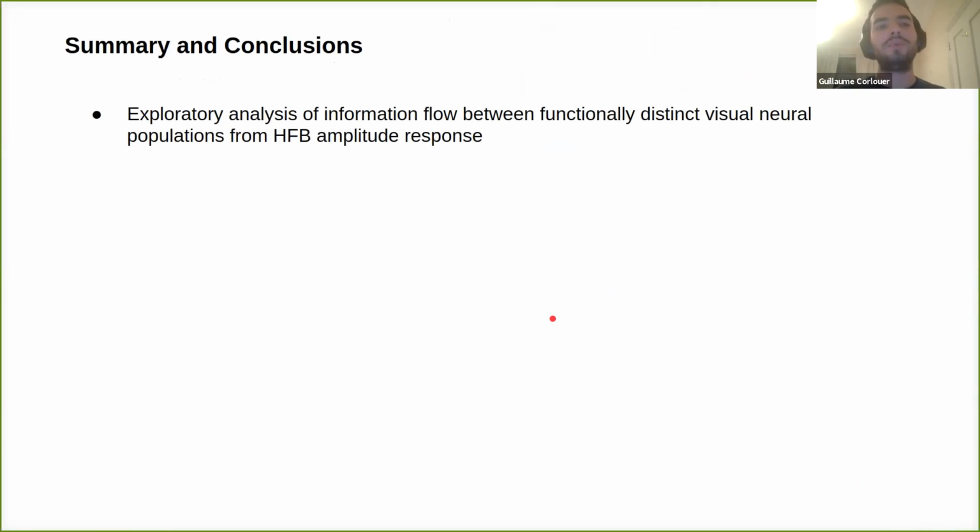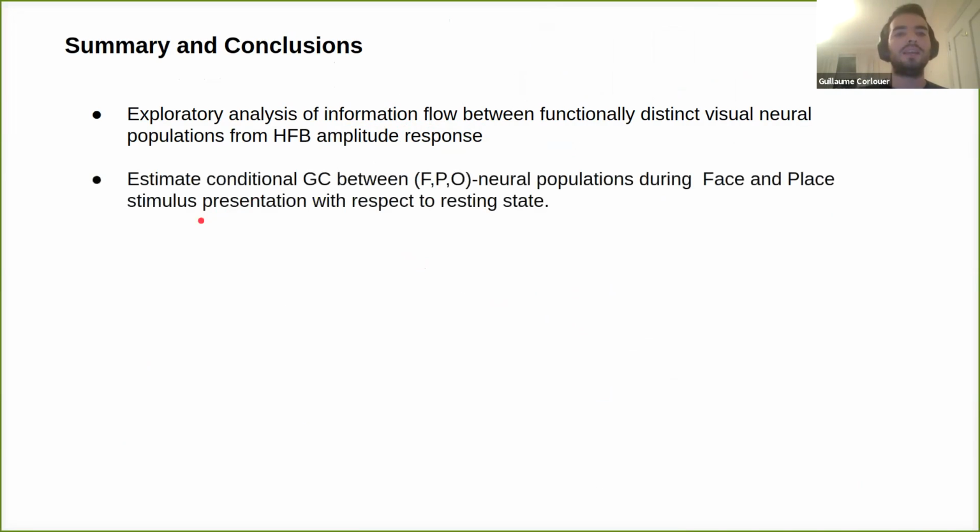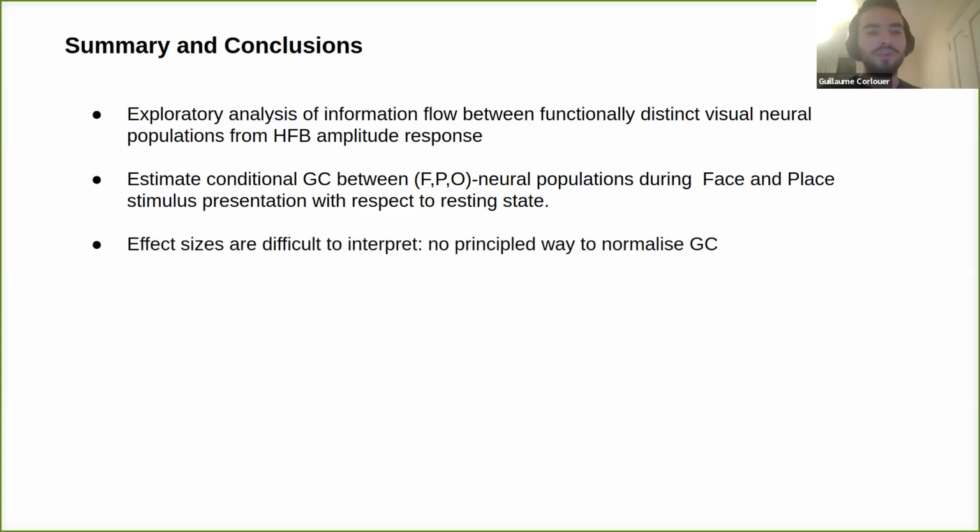So as a summary, we are conducting an exploratory analysis of information flow between functionally distinct visual neural populations from the high frequency broadband amplitude response of the electrode channels that we use as a proxy for the local neural population. This information flow estimation is done through conditional Granger causality estimation between face, place, and other visually responsive neural populations that we compare during face and place presentation with respect to resting state. At this stage, we see an increase in Granger causality during face and place presentation between face and place responsive neural populations in both directions. But the effect size is still difficult to interpret because there is no principled way to normalize Granger causality, and we still need to run some statistical inference.